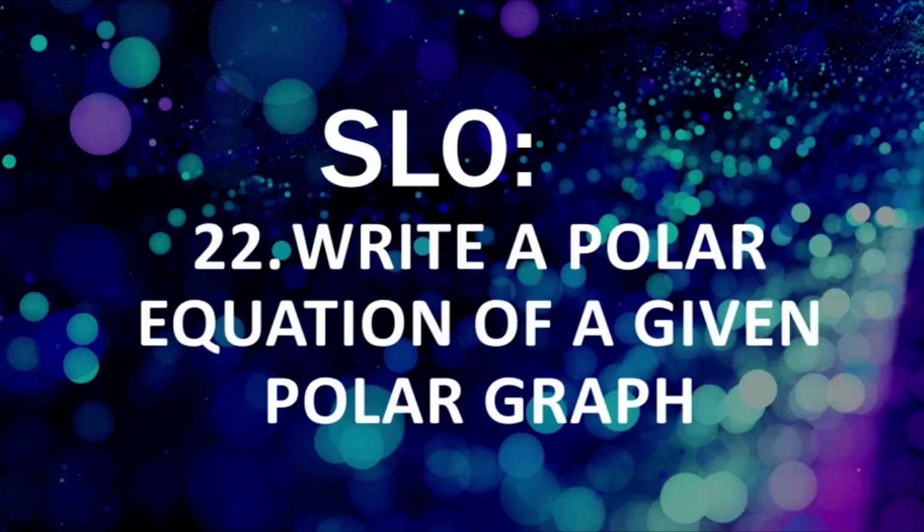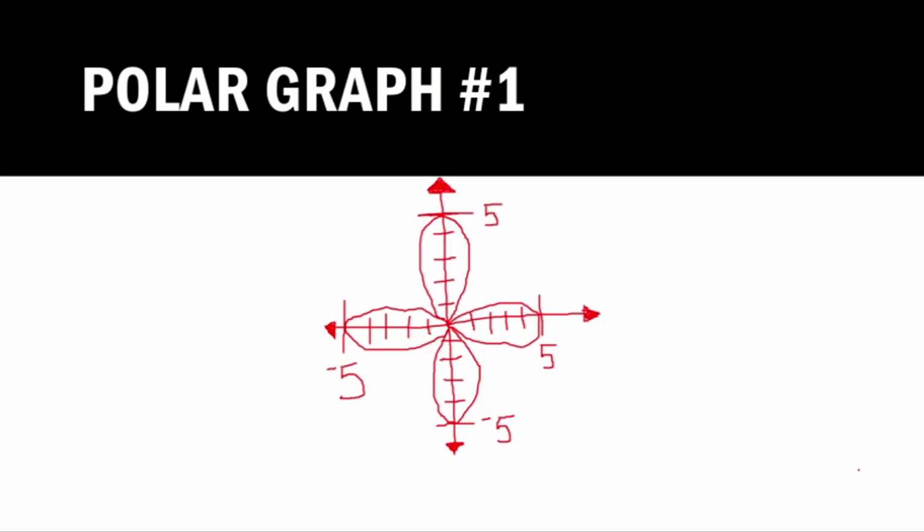Hello everyone. Today I will be doing SLO number 22 where I write a polar equation of a given polar graph. For graph number 1, I drew this graph here. It's not to scale. I try to do my best to draw it to where it's at least visually acceptable. For this one I used r equals a cosine b. I decided to use cosine because of all the petals here. They're all on the axis as well as up here. They all correspond to that axis, so this will be dealing with cosine.